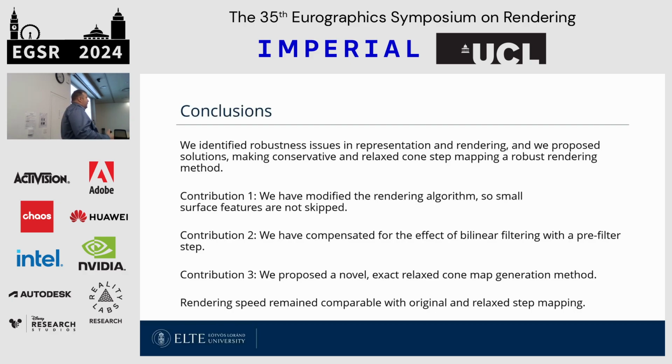So these are robust. We can now render depth, distance maps and height maps in a quite robust way. The first contribution was that we modified the rendering algorithm, so small surface features are not skipped. The second contribution was that we compensated the effect of bilinear filtering with a pre-filter step. And the third contribution was that we proposed a novel method that we call exact relaxed cone map generation. And the rendering speed still remains comparable with the original and the relaxed cone step mapping methods.